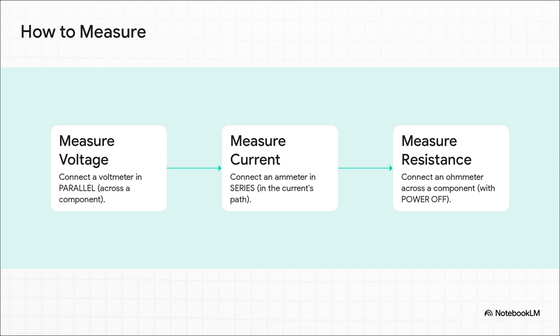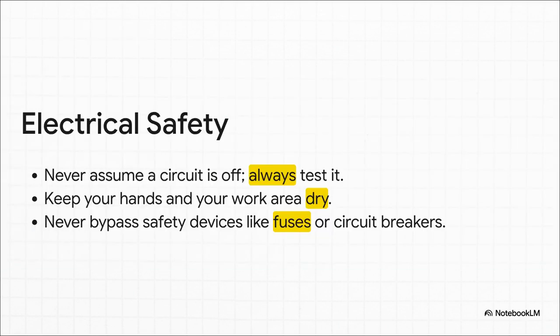And for resistance, this is super important. You have to make sure the power is totally off. Then you just measure across the component, just like with voltage. And that brings us to, honestly, the most important part of this whole thing, safety. Look, electricity is an amazing tool, but you have to respect it. Rule number 1, never ever assume a circuit is off. Always, always check with your meter first.